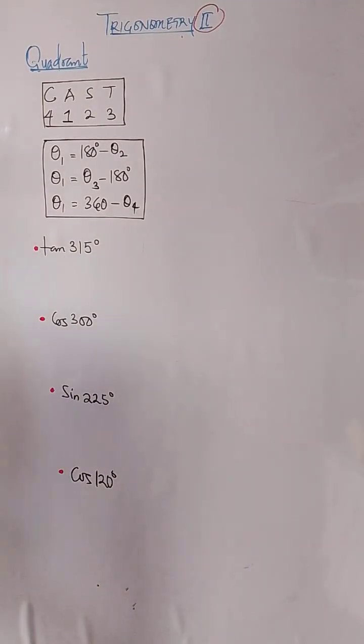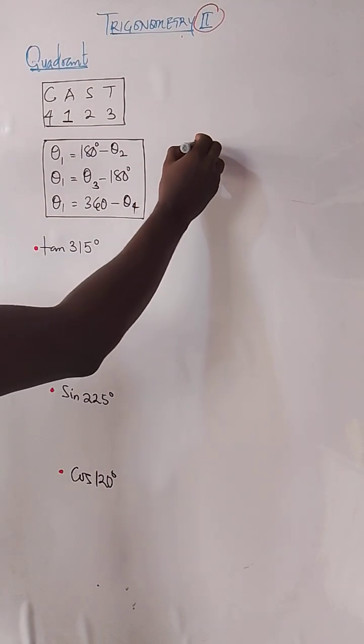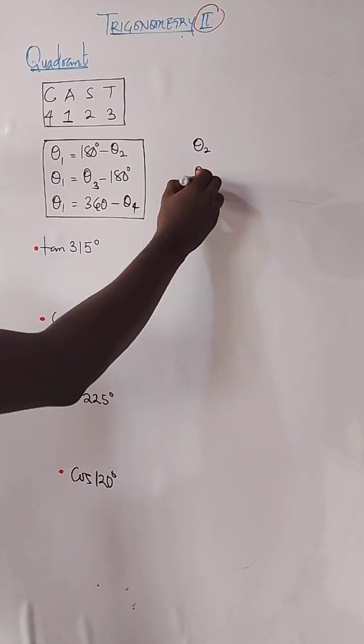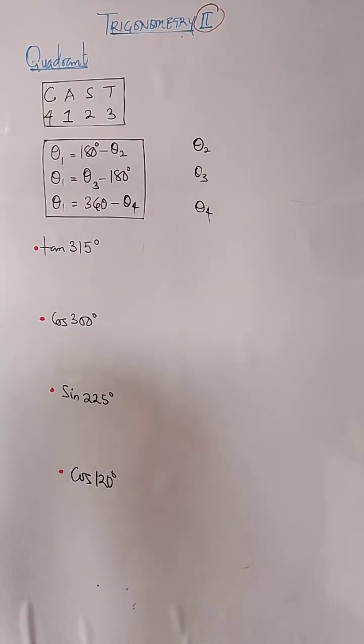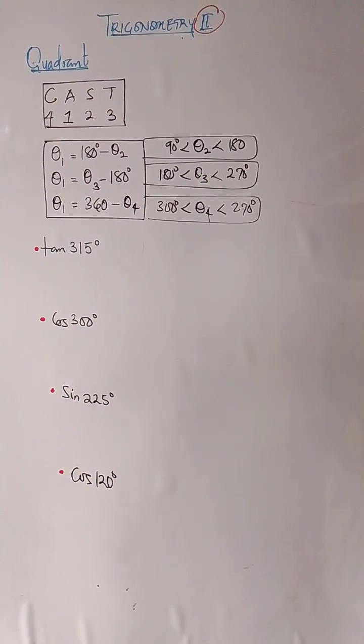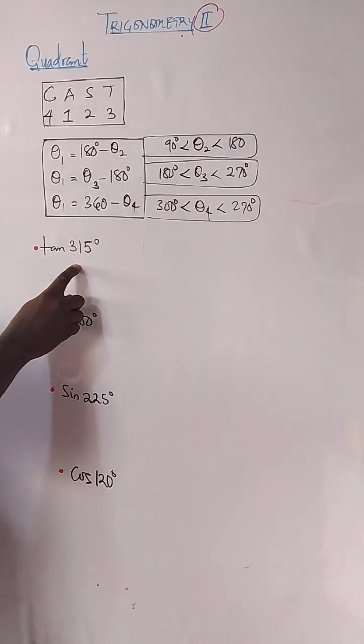Now, we have to solve this without a calculator. First is to identify which angle it falls to. Recall theta 2, theta 3, theta 4. They have the following range. Now, 3 over 5 falls in what range?